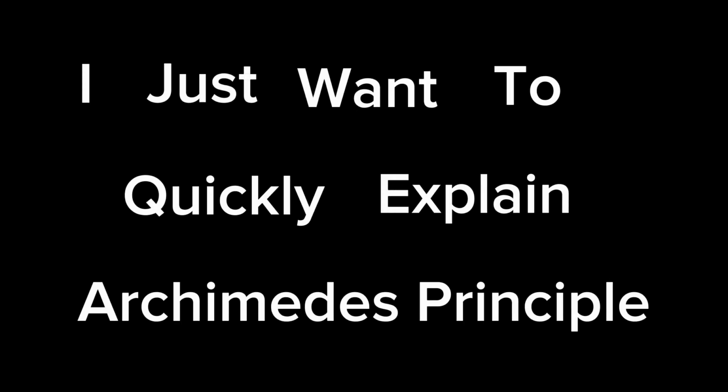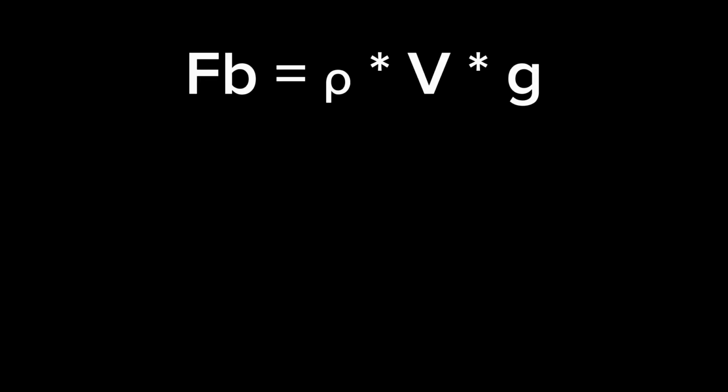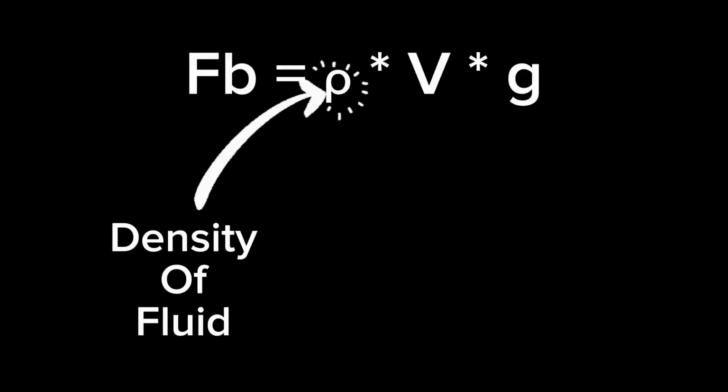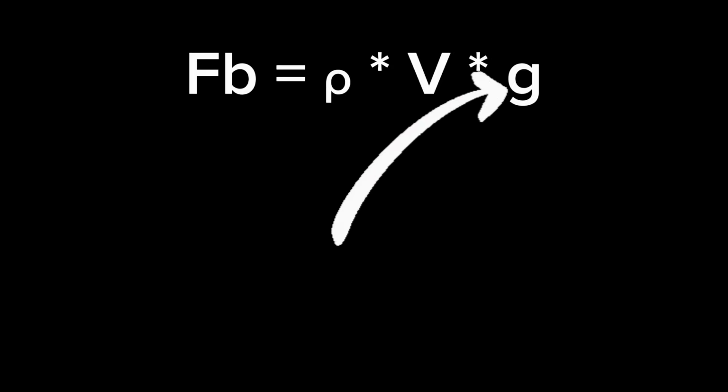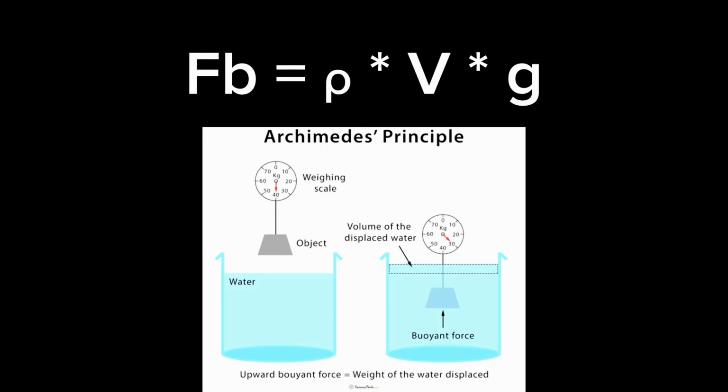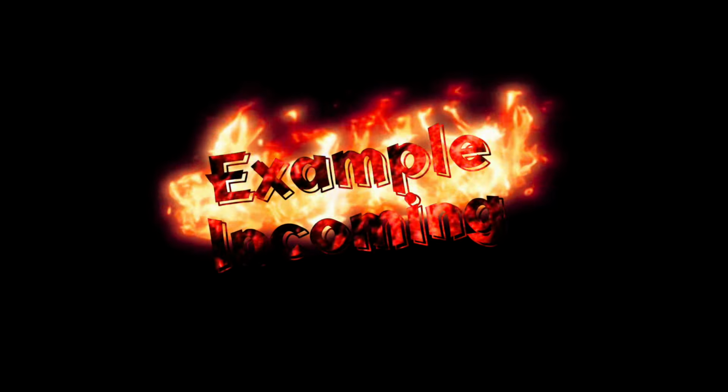Hey, it's Peter here, and before we move on, I just want to quickly explain Archimedes' principle a little bit more. Now, the equation states that P, the density of the fluid, V, the volume of the displaced fluid, and G, the acceleration due to gravity, are all directly correlated. This means that an object of greater volume will displace a larger volume of fluid, and thus have a larger buoyancy force acted upon it when compared to an object of smaller volume when placed in the fluid of the same density. Now, this example provided will explain that concept.